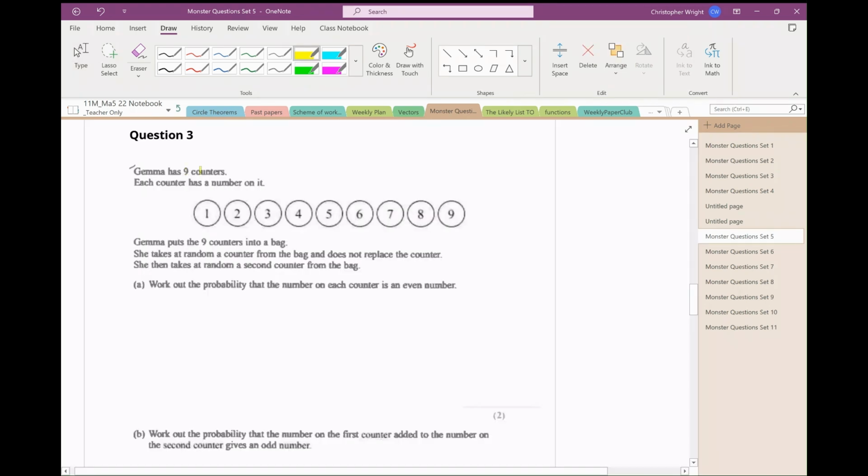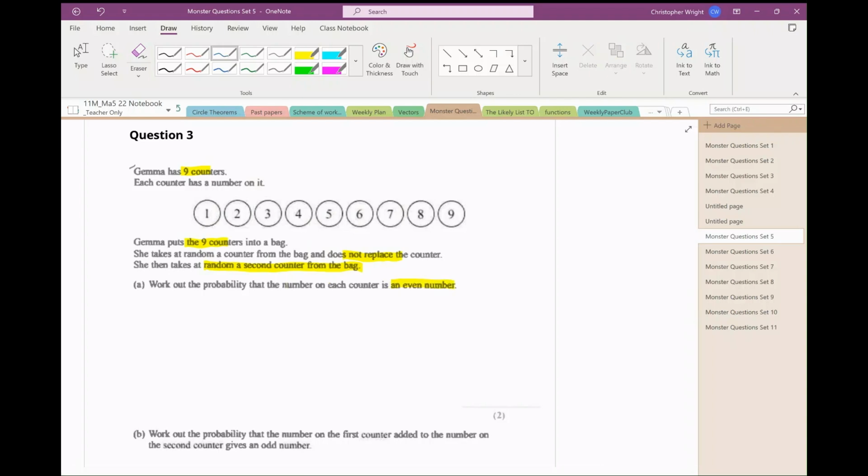It has 9 counters. Each counter has a number on it. Here they are, all the numbers from 1 to 9. She puts the 9 counters into a bag, takes at random one from the bag, does not replace it, takes at random a second counter. Work out the probability that the number on each counter is an even number.